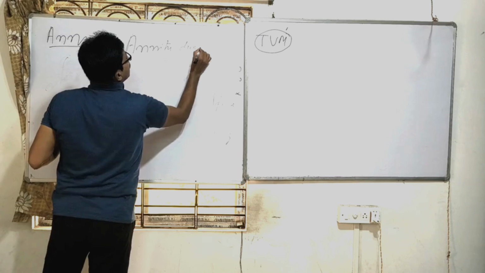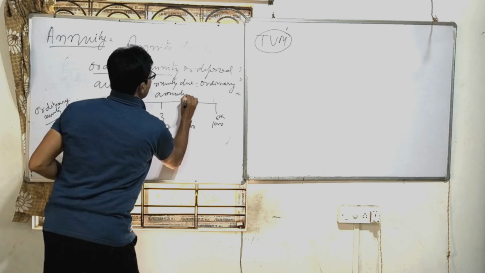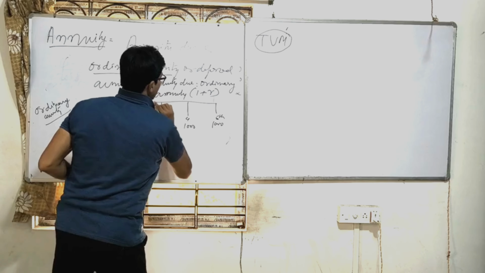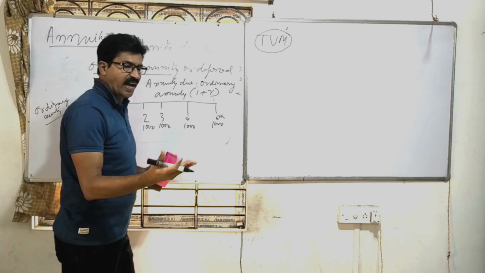Now consider ordinary annuity. What is the difference between ordinary annuity and annuity due? I will give you details. Actually, annuity due is equal to ordinary annuity into 1 plus R. That I will show you later by illustration. Now I will focus on ordinary annuity. One illustration of ordinary annuity.